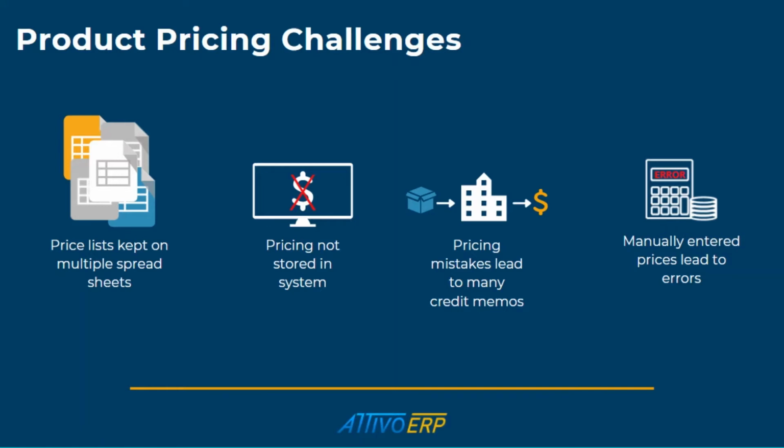So how do we solve these problems? The Attivo All-in-One package, powered by SAP Business One, will fix all of these problems and more. So let's do a brief overview of how the Attivo All-in-One package, powered by SAP Business One, can help you solve your product pricing challenges.